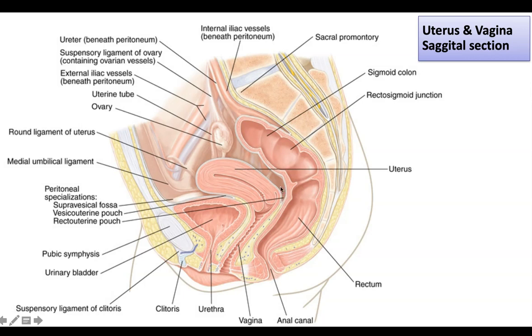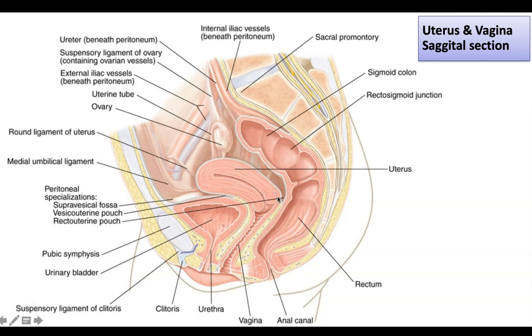And this pouch of Douglas, or rectouterine pouch, is the deepest part of the female peritoneal cavity. Any accumulation within the female peritoneal cavity will get accumulated in this space in the rectouterine pouch or pouch of Douglas. Even an ectopic pregnancy or abdominal pregnancy may occur in this rectouterine pouch or pouch of Douglas.